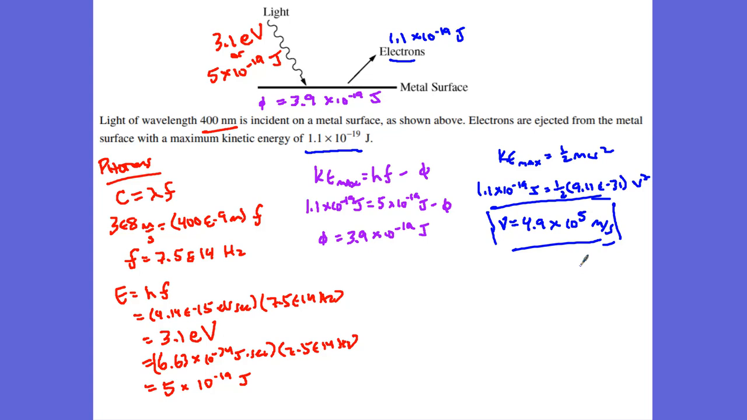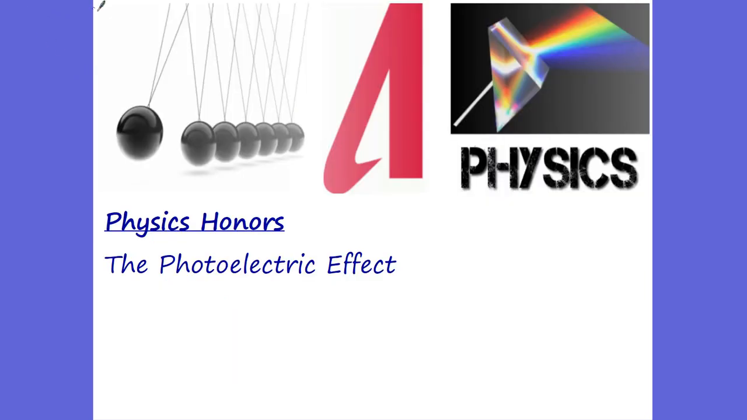And so you can see how we started with our photons. We used our photon equations to find our energy. Once we knew our energy, we could find our work function if we needed. And then we knew that the maximum kinetic energy was 1.1 times 10 to the negative 19 joules, and we were able to find out the velocity of our electron. So that was the photoelectric effect, and those are our calculations.